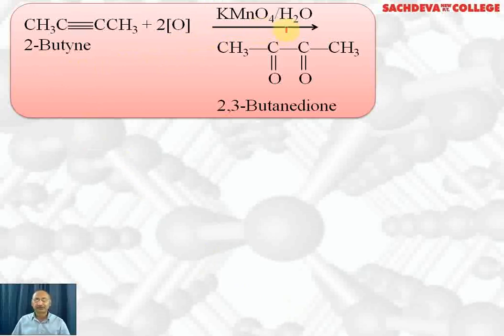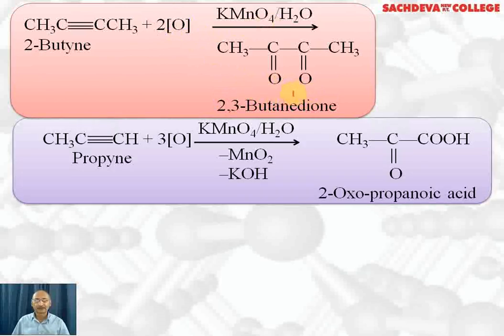This is aqueous solution of KMnO4. We can even take alkaline solution of KMnO4. This will give you 2 nascent oxygen and the product formed will be 2,3-butanedione. This compound has the common name diacetyl. If you take propyne and oxidize with KMnO4 aqueous solution or alkaline KMnO4, the compound formed is 2-oxopropanoic acid.